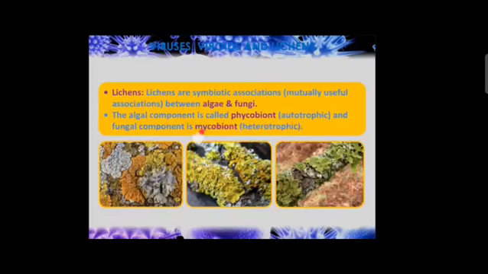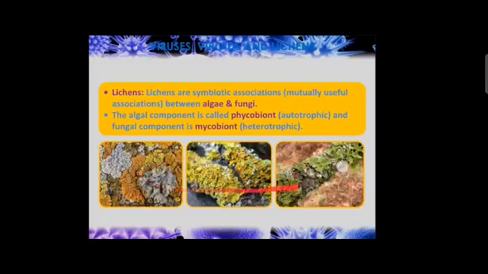Mycobiont, myco means fungi. So the fungal part is called mycobiont. And fungi are heterotrophic, they will not produce their own food. So for their food, they are depending on the algae, that is phycobiont. So in the lichen, both are present, algae and fungi. So the algal part is called phycobiont and the fungal part is called mycobiont. Clear?